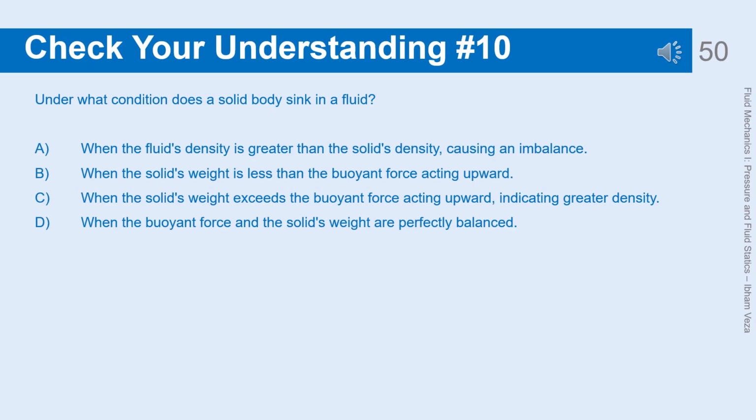Explanation of incorrect options. Option A. This is incorrect because a solid body will float if the fluid's density is greater than the solid's density, not sink. Option B. If the solid's weight is less than the buoyant force, the body will float, not sink. Option D. When the buoyant force and the solid's weight are perfectly balanced, the body is in equilibrium and does not sink, but remains suspended or floats.